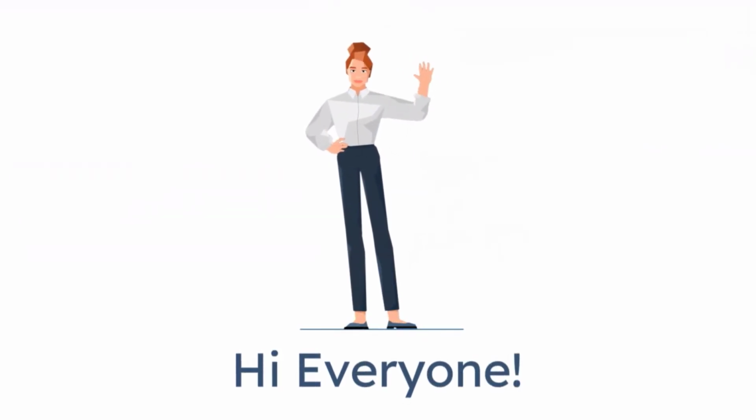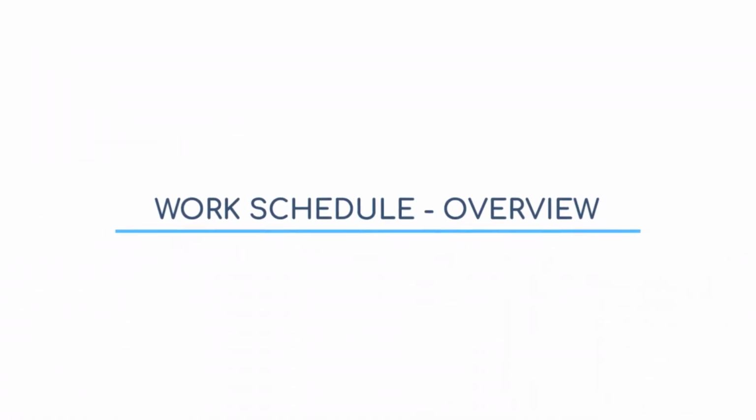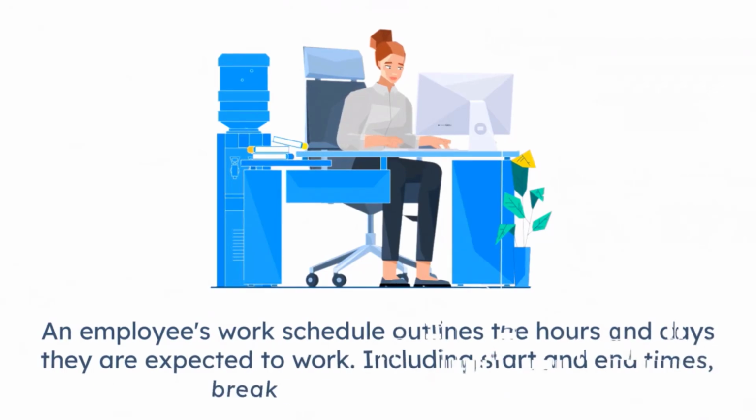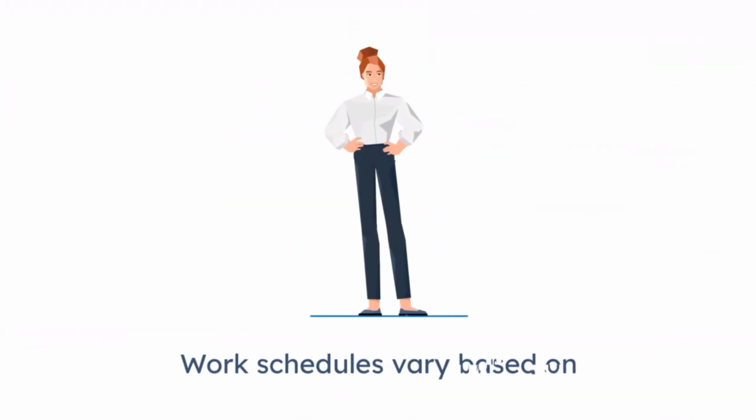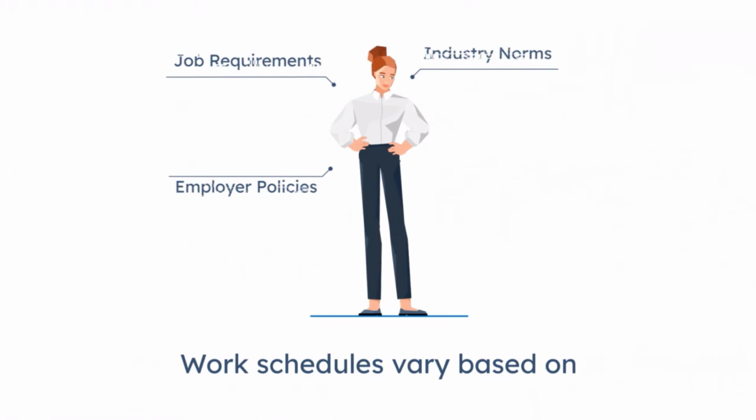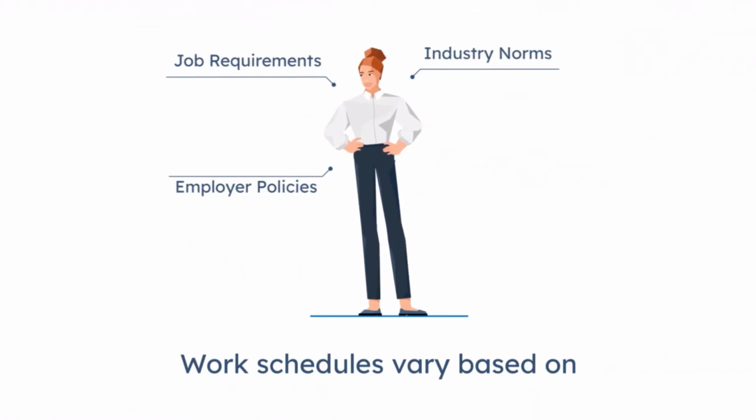Hi everyone. In today's video, we will show you an overview of the work schedule function in Orange HRM. An employee's work schedule outlines the hours and days they are expected to work. It typically includes start and end times, break periods, and days off. Work schedules vary based on job requirements, industry norms, and employer policies.